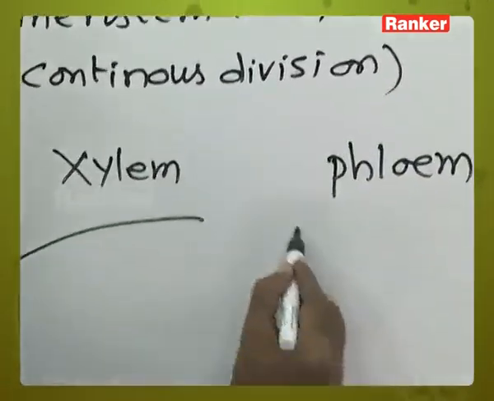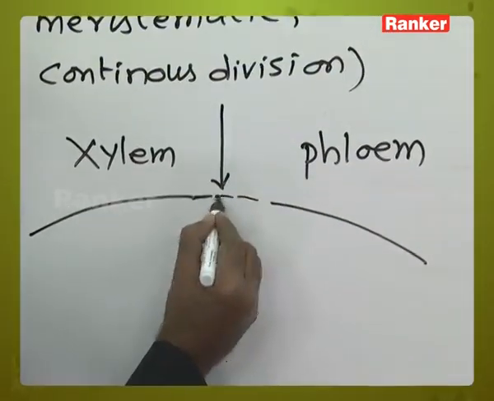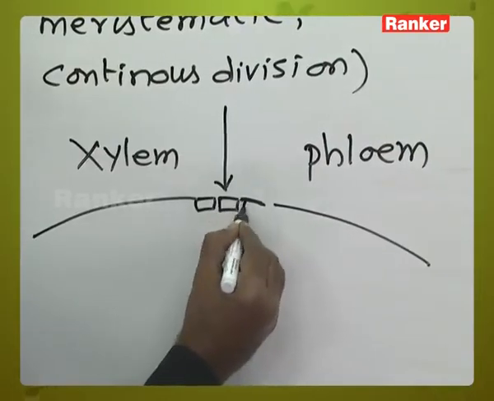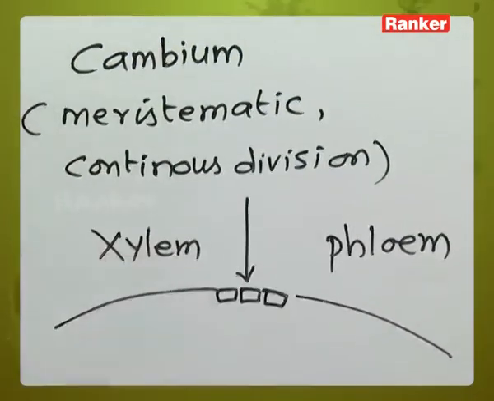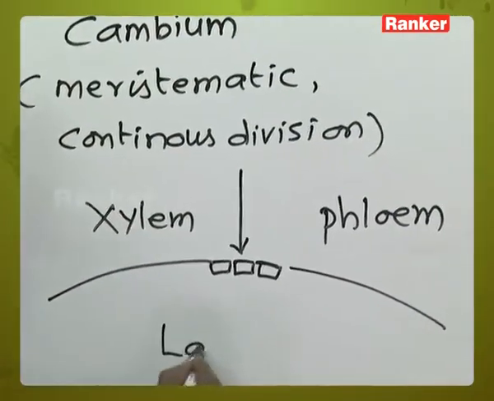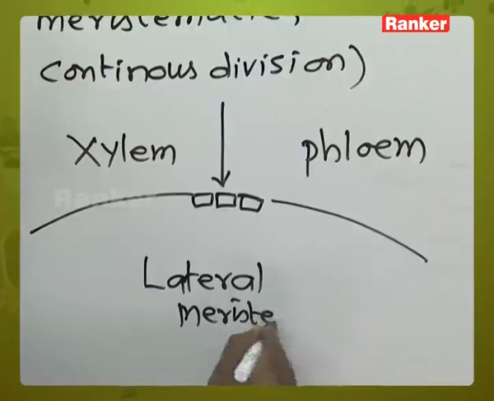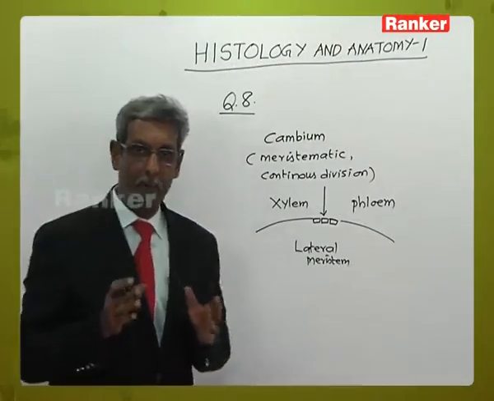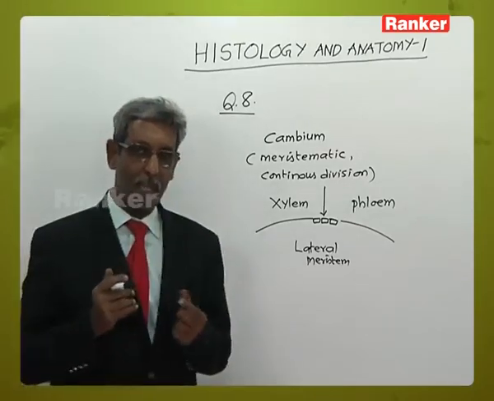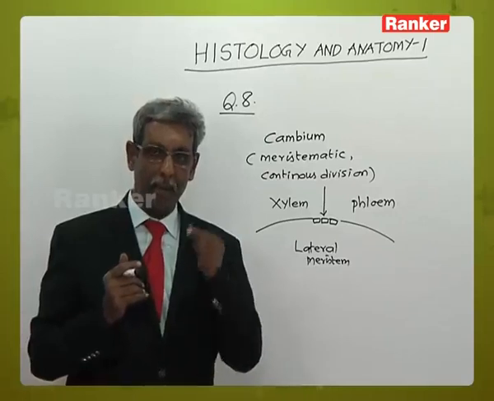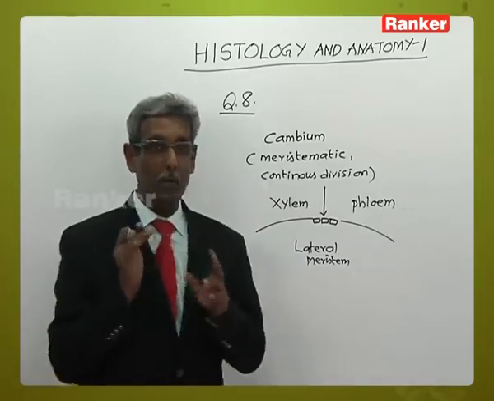So, if we have the xylem and the phloem, we have a dividing group of cells, and this dividing group of cells is primarily termed as a cambium. So, as you understand, when you take the cambium, it is an example of a lateral meristem. That is, a lateral meristem is one which is formed at the sides, on either side of the xylem and the phloem. So, if you have the vascular bundle, and the vascular bundle is made up of the xylem and the phloem, in between the xylem and the phloem, or between two vascular bundles.